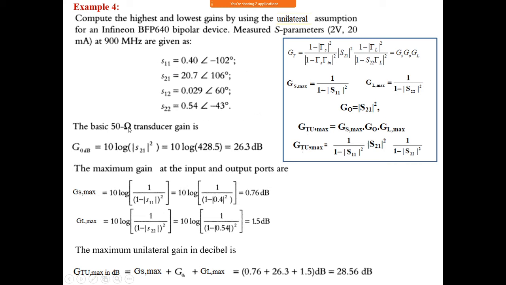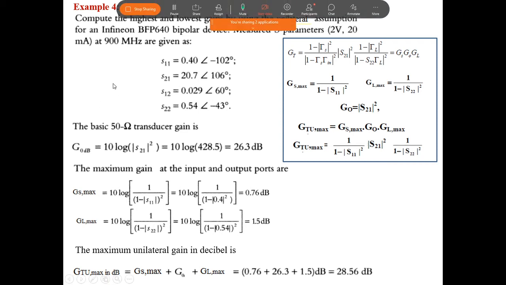Assume the system is a basic 50 ohm system. First you calculate G naught in dB. G naught in dB means calculate this, and 20 is given. You will get 26.3 dB for G naught. Then you calculate GS maximum, which is 0.76 dB, and GL maximum, which is 1.5 dB.